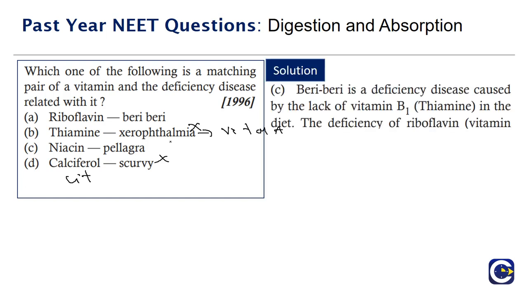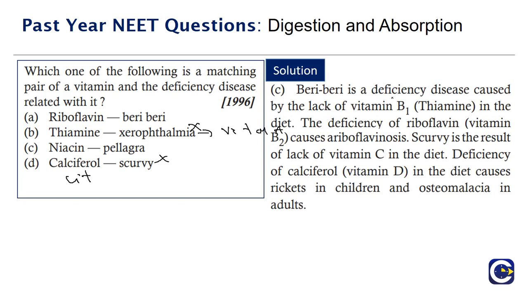Niacin deficiency causes pellagra. Beriberi is a deficiency disease caused by vitamin B1 deficiency. The deficiency of riboflavin causes ariboflavinosis. Scurvy is the result of lack of vitamin C in the diet. So scurvy is due to vitamin C deficiency. Deficiency of calciferol in the diet causes rickets in children and osteomalacia in adults. So the answer is niacin.